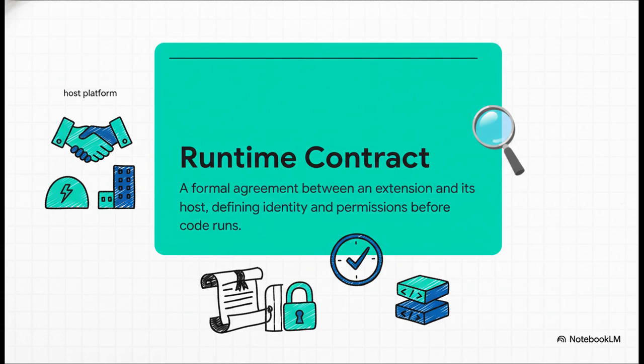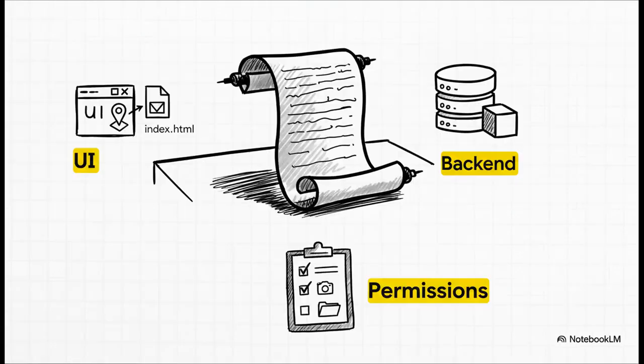Just think of metadata.json as a formal, almost legal agreement between your little extension and the huge host platform. Before even a single line of your JavaScript gets a chance to run, this file has already laid out the terms, telling the host who the extension is, what it's allowed to do, and what it's capable of. I love this metaphor. The source material calls this file the diplomat, and it's perfect.